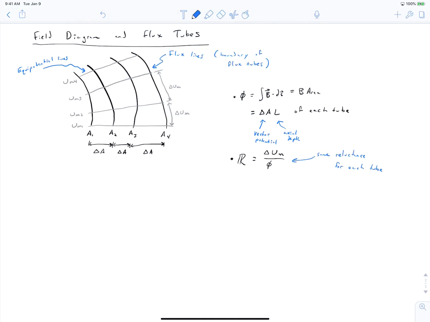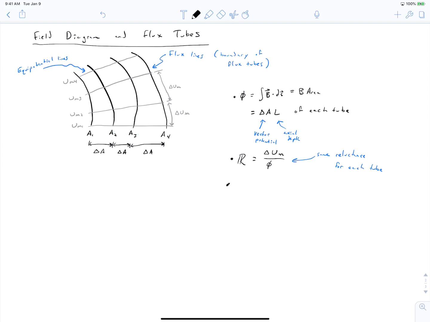However, the interesting thing is that each of the tubes may occupy a different amount of physical space. So while the difference between A3 and A4, that is A4 minus A3, is delta A, and that's the same as A3 minus A2, the physical difference on our plot, the physical distance in the x and y coordinates, is clearly larger between A4 and A3 than it is between A3 and A2, at least at this location right here.